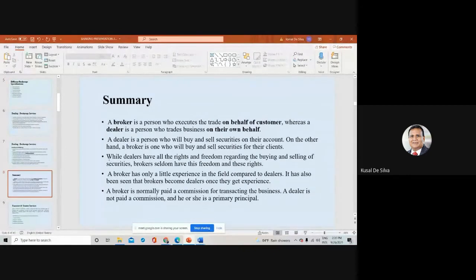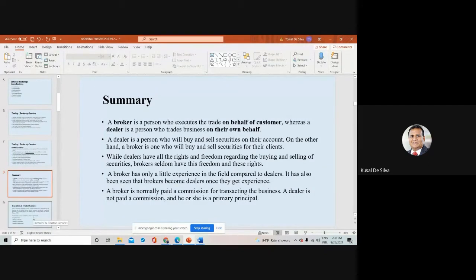A broker has only a little experience in the field compared to dealers. It has also been seen that brokers become dealers when they get experience. So that's how they elevate. A broker will elevate to the dealer level with experience and time. A broker is normally paid a commission for a transaction of the business, but a dealer is not paid a commission, and he or she is a primary principal. He's a principal. He is not working on commission.